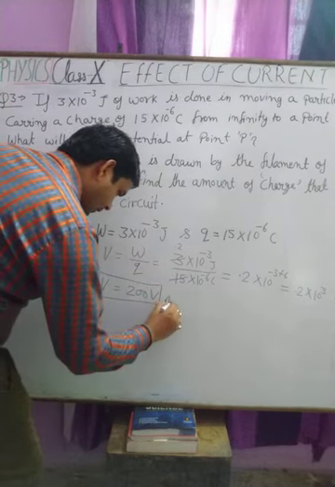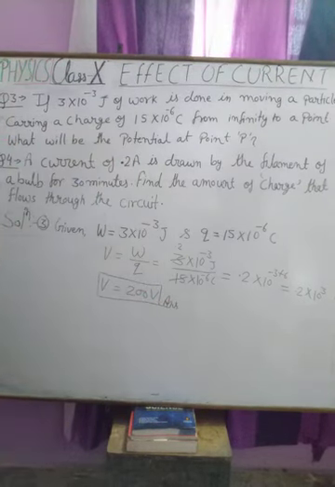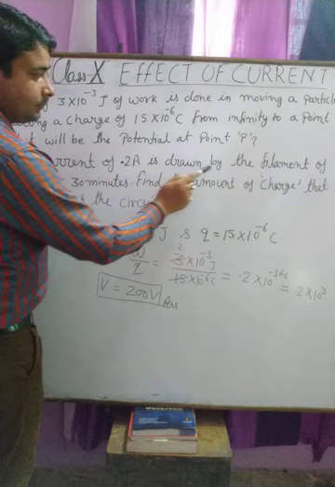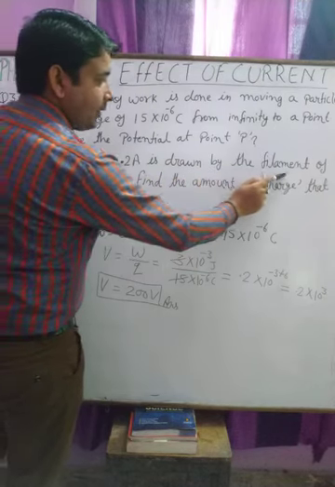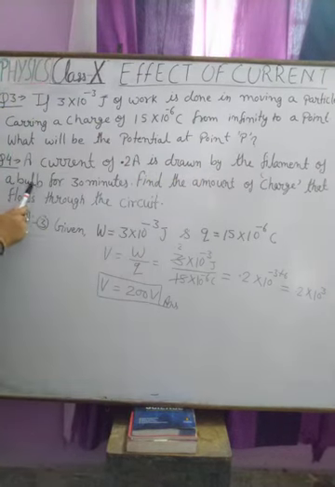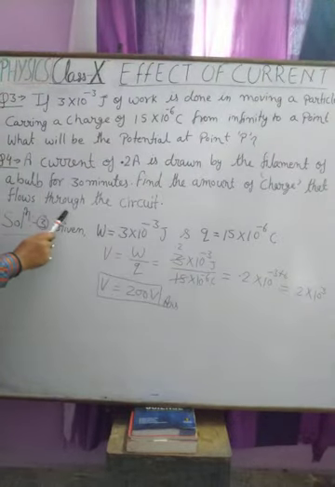This is your first question, number three answer. Now we go for another problem: a current of 0.2 ampere is drawn by the filament of a bulb for 30 minutes. Find the amount of charge that flows through the circuit.